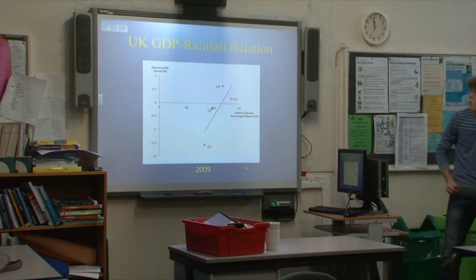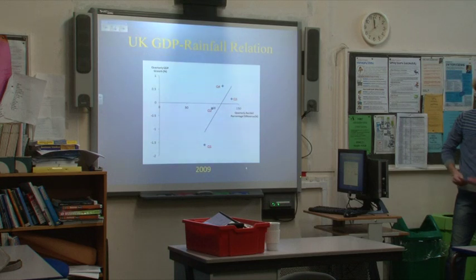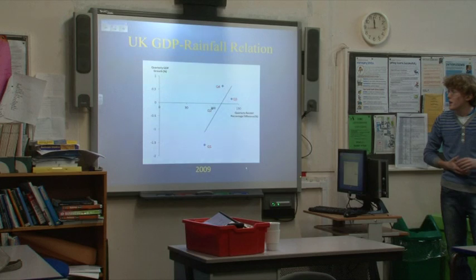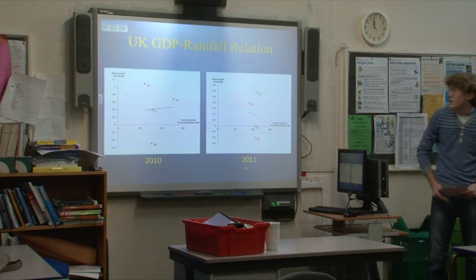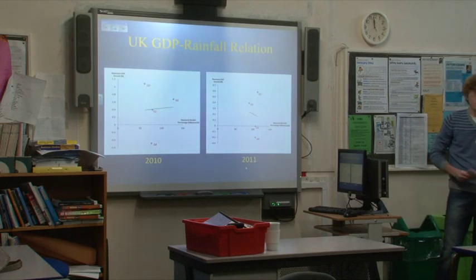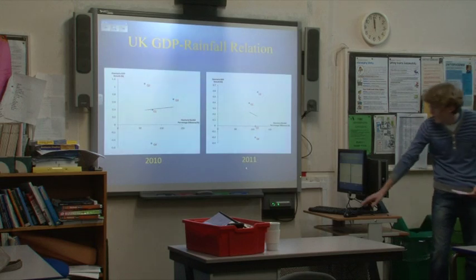UK GDP rainfall relation. This showed that when there was actually a greater amount of rainfall, GDP extended to a greater extent. This might be expected in poorer countries where agriculture was more of a factor. However, again, in 2010 and 2011, this correlation was disproven, where the correlation was weak.